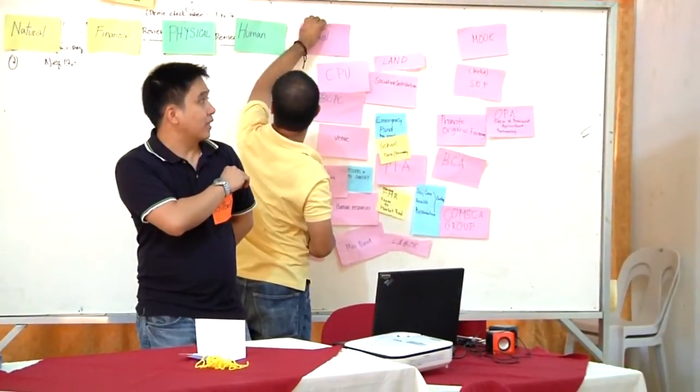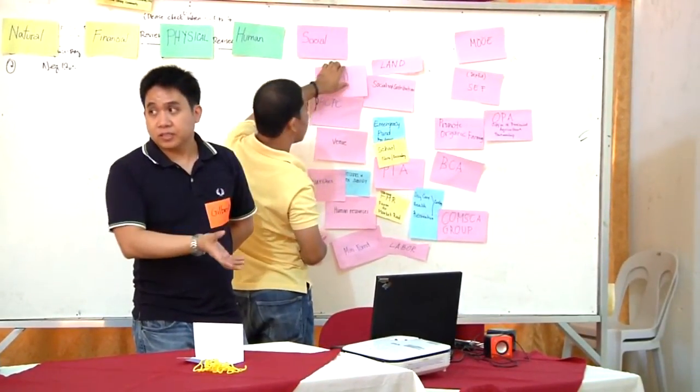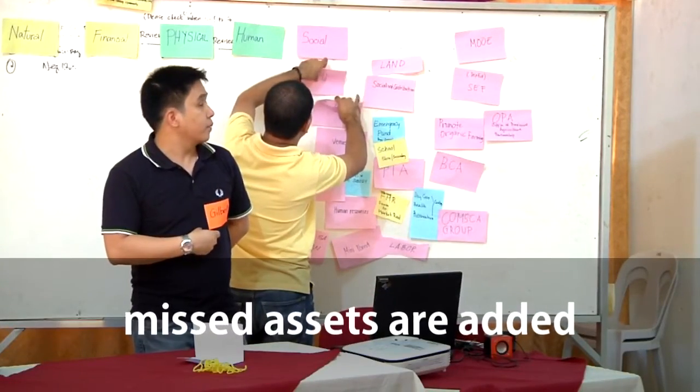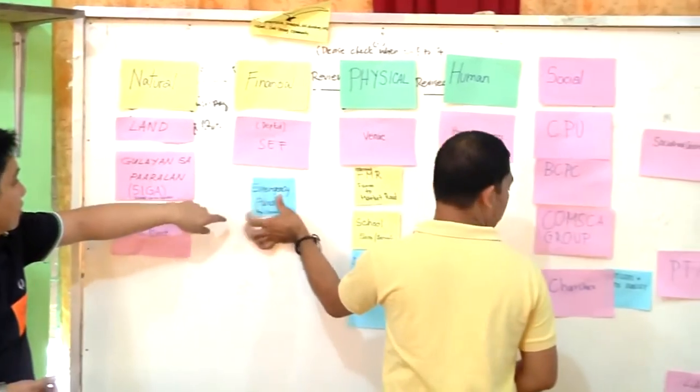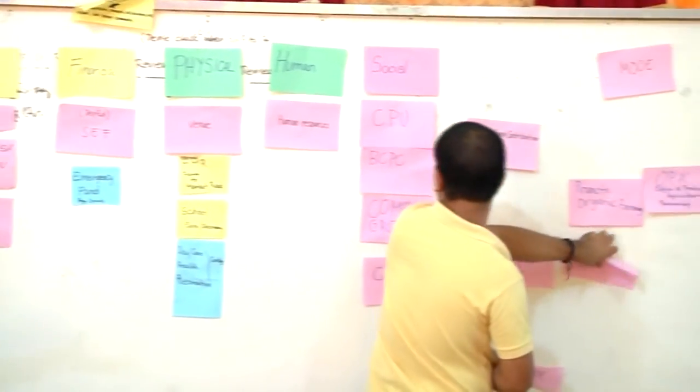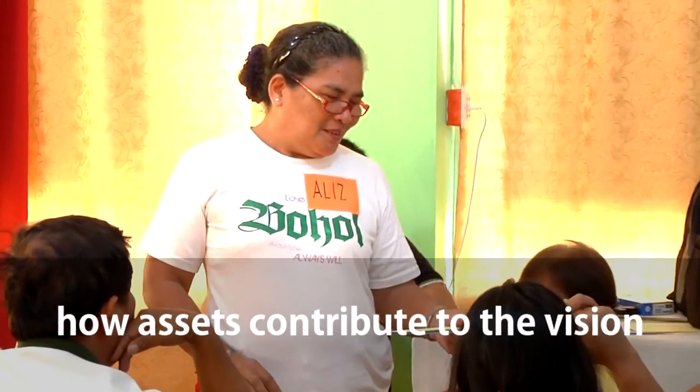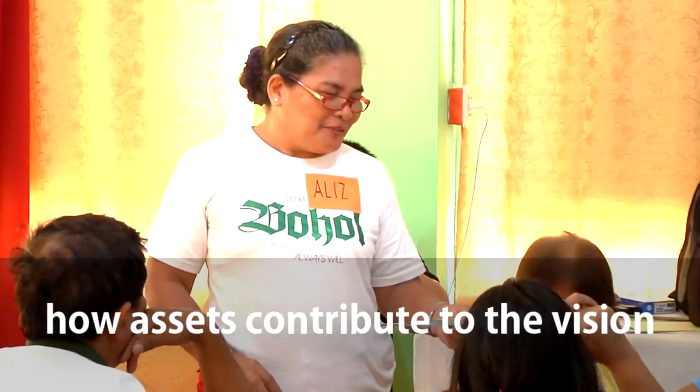The facilitator will ask the participants for any asset missed during the game. Then, those will be added to the list. The facilitator will encourage the participants to think how these assets are contributing to achieving their vision and document the answers for future reference.